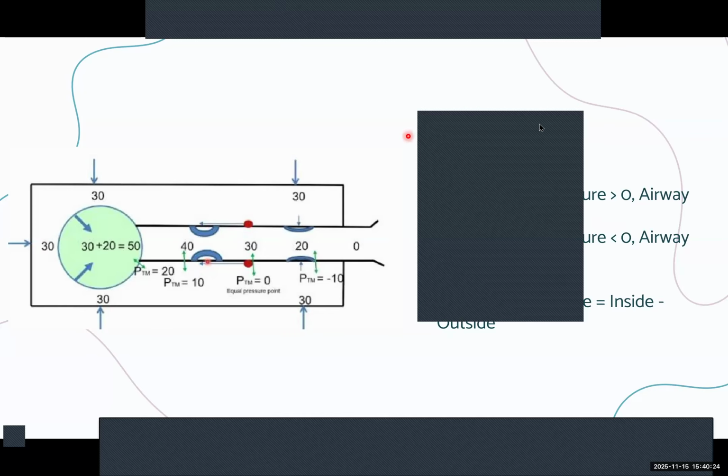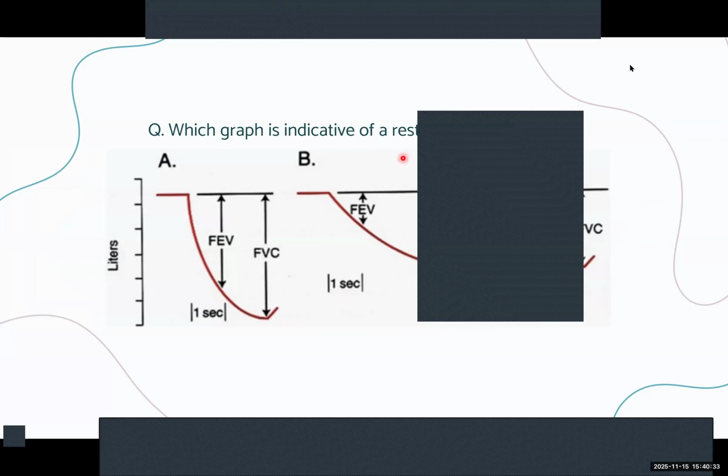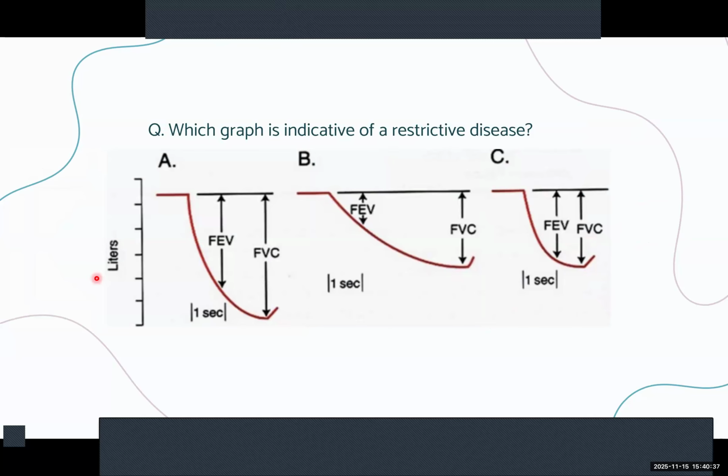So, okay, let's move on to the next question then. Which graph is indicative of a restrictive disease? C. Yep, you guys are all correct. The answer is C. The graphs of Dr. Shams are really very important. He might bring you all of these graphs, maybe in SAQ, maybe in MCQ, multiple times.